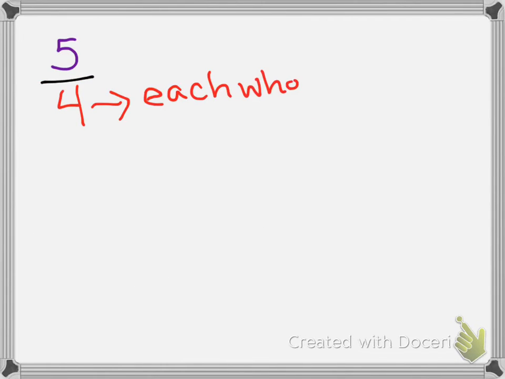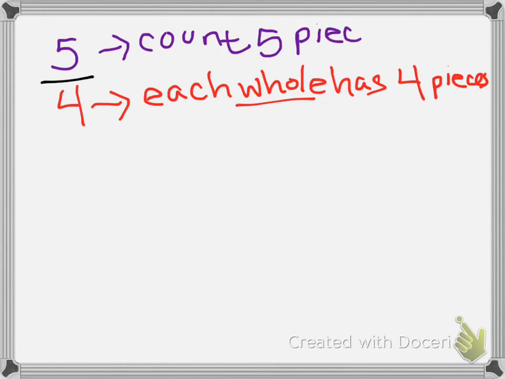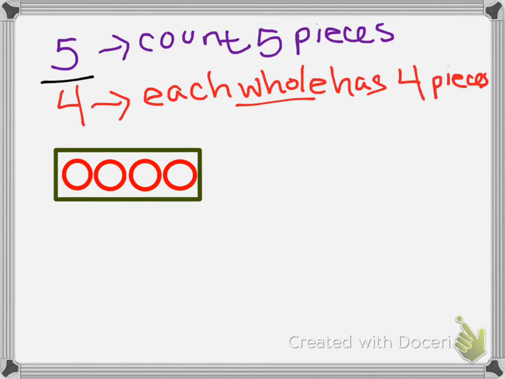So here we go. We know that the 4 in the denominator means that each whole has 4 pieces. We know that the 5 in the numerator means we're going to be counting up 5 pieces. So let's just start making our model and see what happens. I'm going to make a model with 4 pieces in the whole set. Again, they didn't tell me what the whole is in this case, so I'm going to make a box with 4 pieces for candy in it.